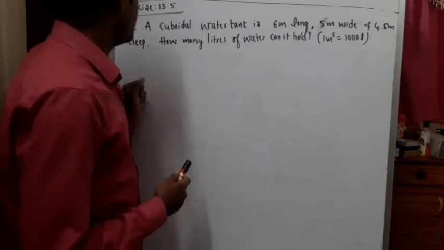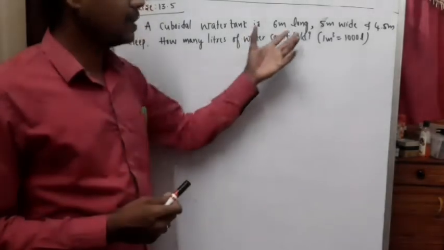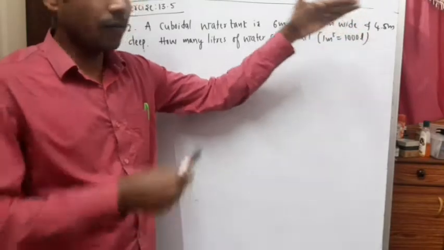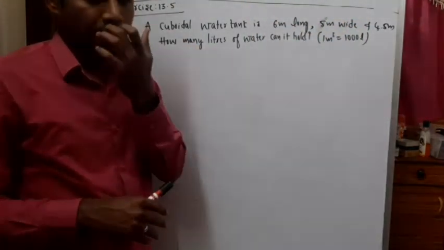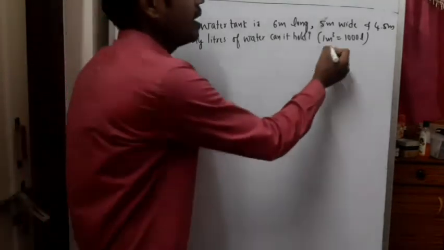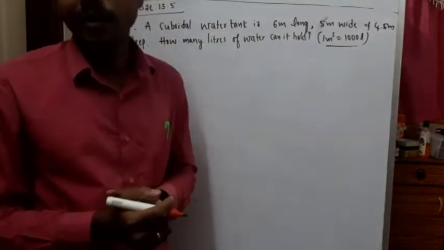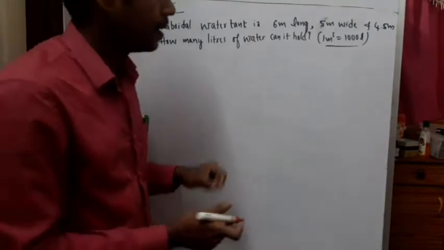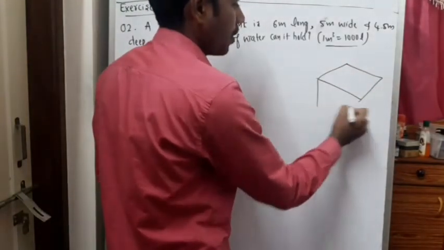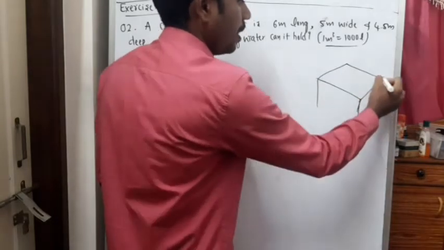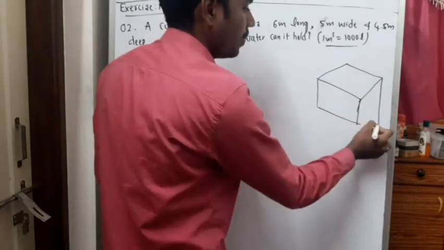So second question is, a cuboidal water tank is 6 meter long, 5 meter wide and 4.5 meter deep. How many liters of water can it hold? So even they have given a hint that 1 meter cube is equal to 1000 liter. That is the conversion. Okay. Now there is a water tank. It is in the shape of a cuboid. Now they have given the dimension of the water tank.